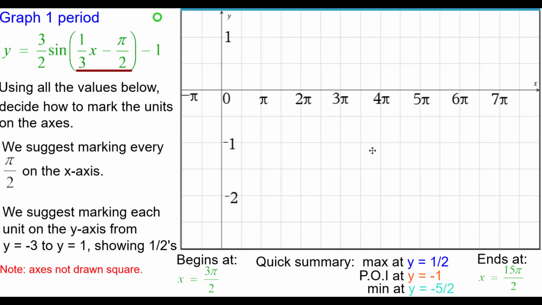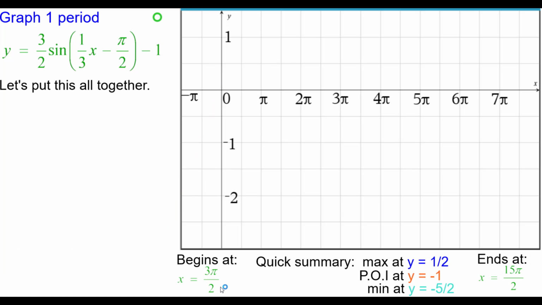So these are the axes we decided. I just want to point out the axes are not drawn square, but they're drawn fine for us. So again, there's pi over 2 marked off on the x-axis, halves marked along the y-axis.